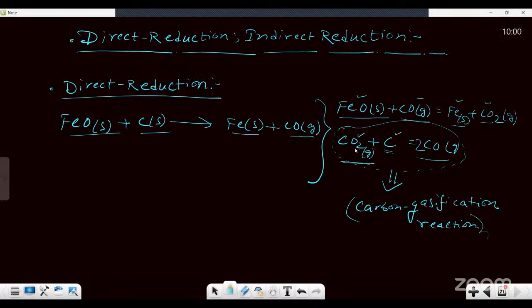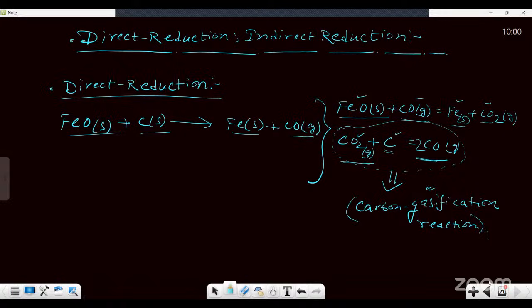Like I was discussing, CO2 gas plus carbon is giving us 2 times of CO. So this is called the carbon gasification reaction, and it takes place at a high temperature. At the high temperature only, we have seen that the stability of CO, the carbon monoxide gas, is more. So it is more stable at the high temperature.